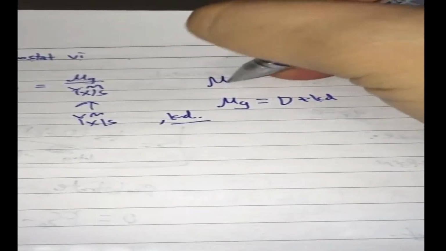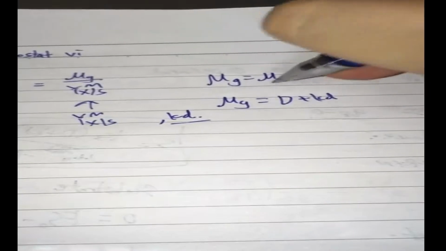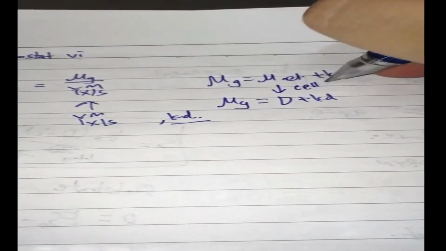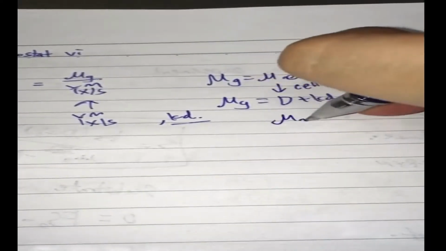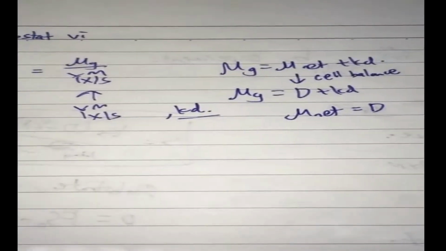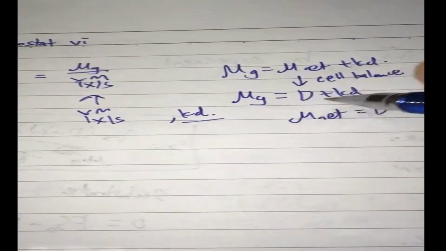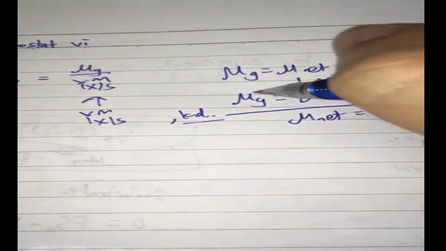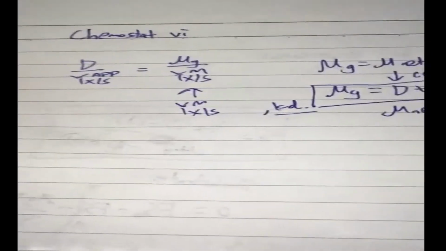Originally speaking, mu g equals mu net plus KD, but due to the cell balance, mu net equals d. So the net rate of production of cells equals the dilution rate under steady state conditions. So we can substitute this d plus KD into our equation above. So d over Yx by S apparent.